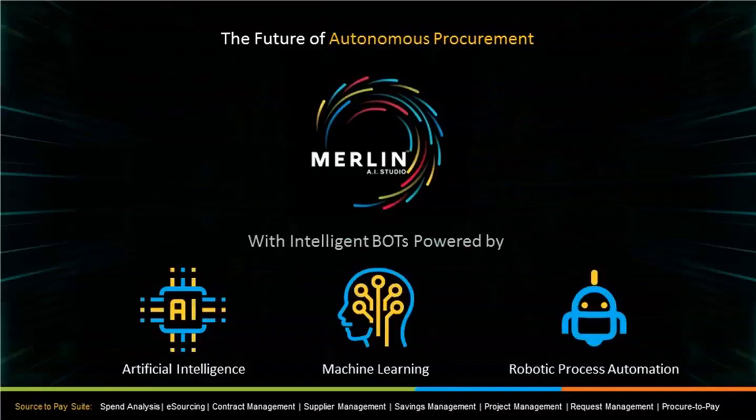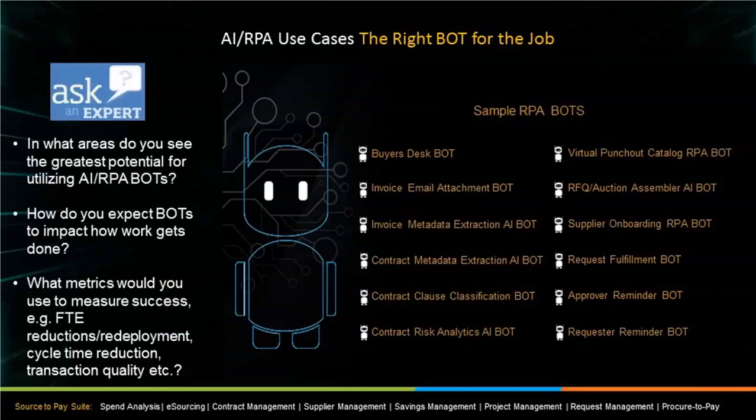And those are some of the things we're focused on at Zycus, what we call the Merlin AI Studio. So these are bots designed to leverage AI, machine learning, and RPA to automate those most tactical processes. And here, just to sum up, are some examples of those bots: an invoice email attachment bot to actually read those attached files to create an electronic invoice without human intervention being required, or a buyer's desk bot to sort of adjudicate requisitions without a buyer having to spend time on those low-value tactical purchases.